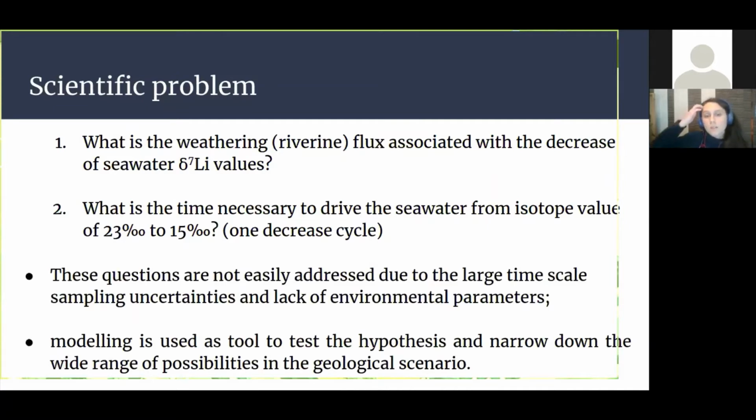So these questions seem simple, but they are not easily addressed because we have a lot of uncertainty related to the time scale between the samples. And we also have a lack of environmental parameters to build the model. So in this case, we believe that the model would be an important tool to test the hypothesis, and at least to narrow down a little bit the wide range of possibilities that we had.